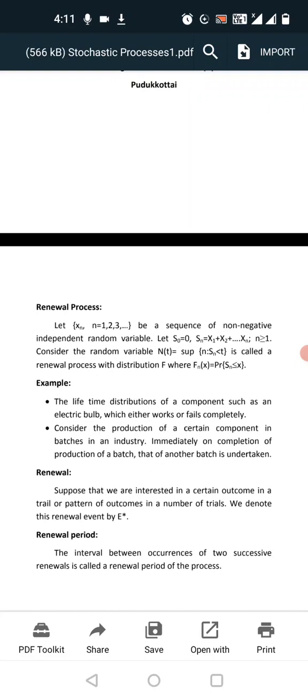Another example is to consider the production of a certain component in batches in an industry. Immediately on completion of production of a batch, another batch is undertaken. So the next batch comes after we finish the first batch production. Okay.